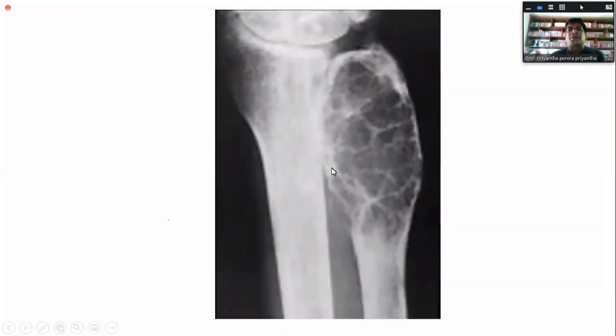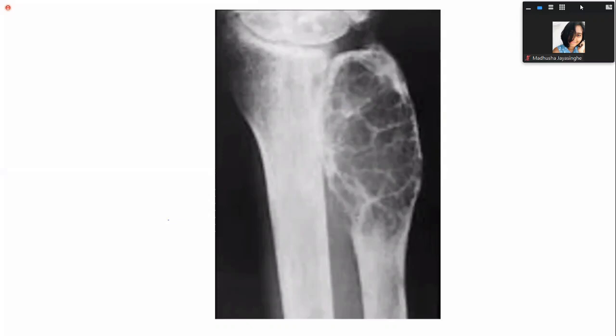And this one, again a child with pain and swelling at the knee joint. What is the diagnosis? Ewing sarcoma. Not Ewing's, this is not Ewing's. Ewing's is onion peel appearance. This one has what? More like soap bubbles, right? Soap bubble appearance.